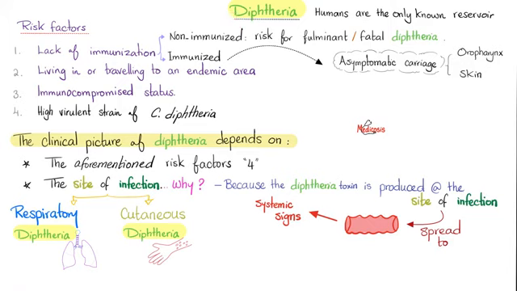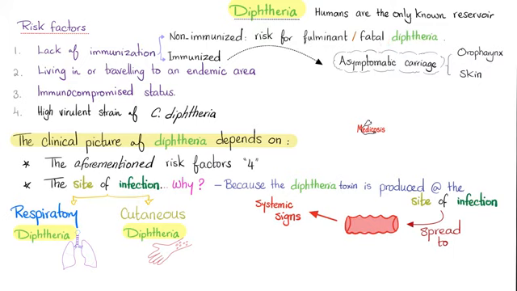Risk factors for diphtheria infection: lack of immunization, living or traveling to an endemic area, being immunocompromised, and being exposed to a highly virulent strain of diphtheria. If you are immunized, and diphtheria affects you, it's going to be an asymptomatic state. Very few symptoms or no symptoms whatsoever. We'll call you an asymptomatic carrier because you can carry diphtheria to another person who's not immunized. If you're not immunized, you risk having severe diphtheria disease. It could be fulminant or fatal.